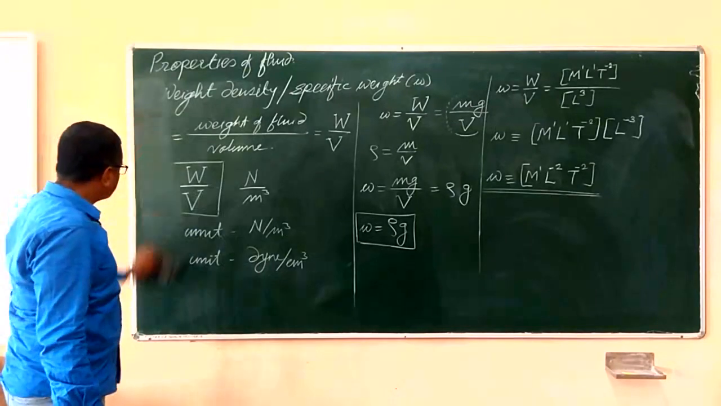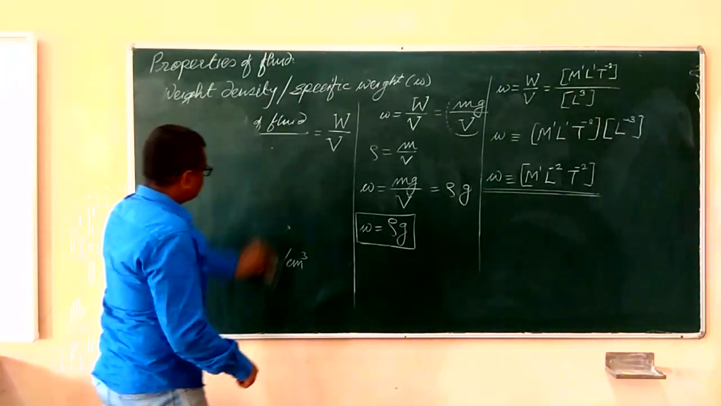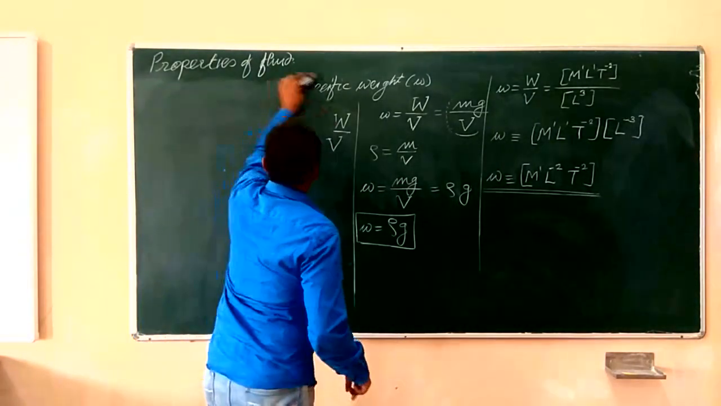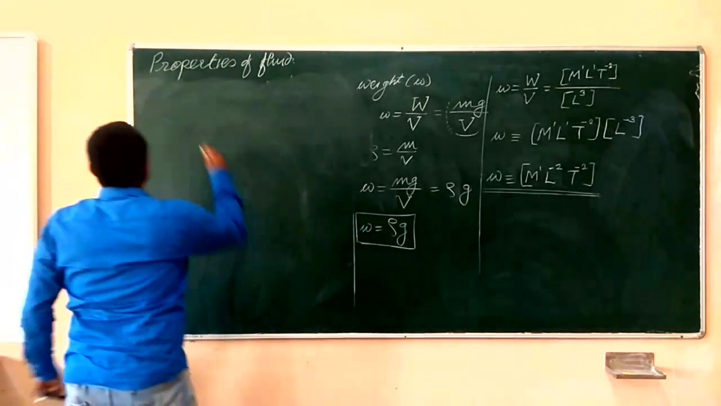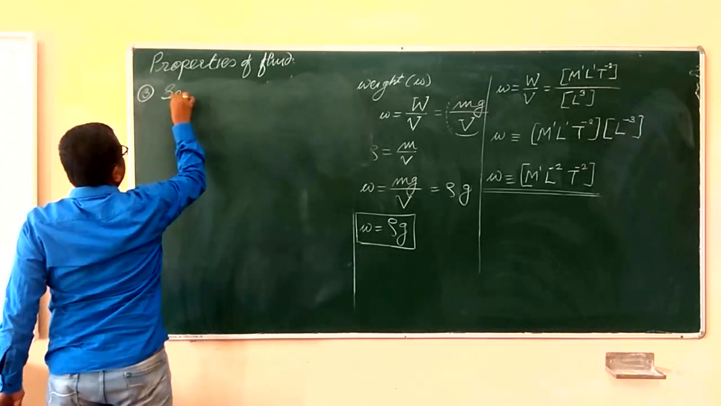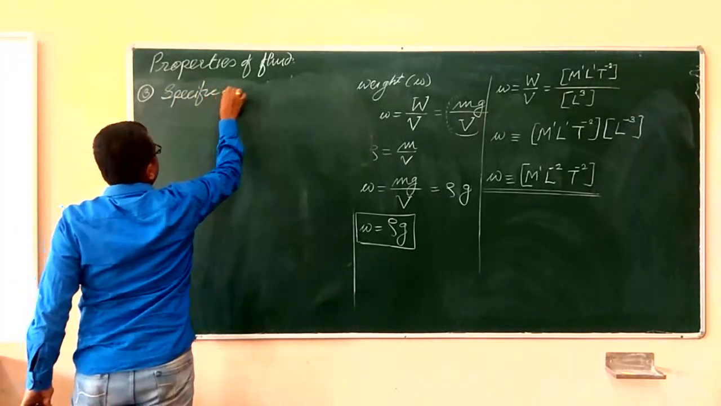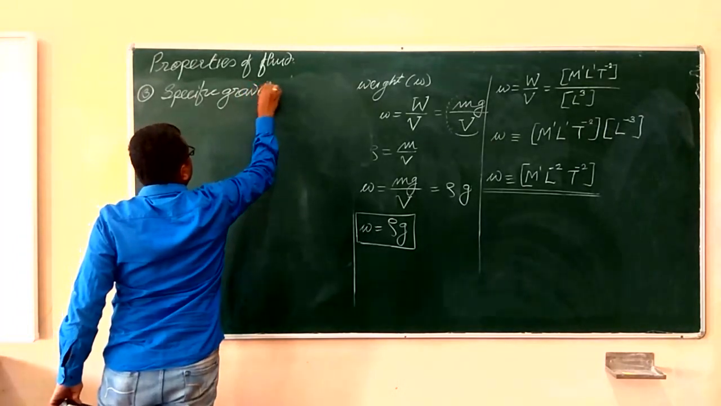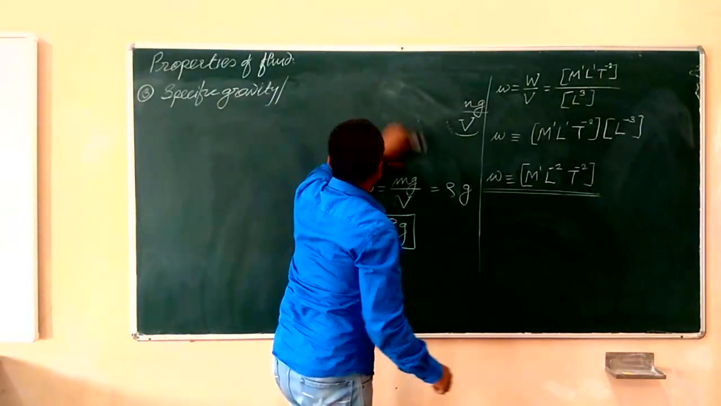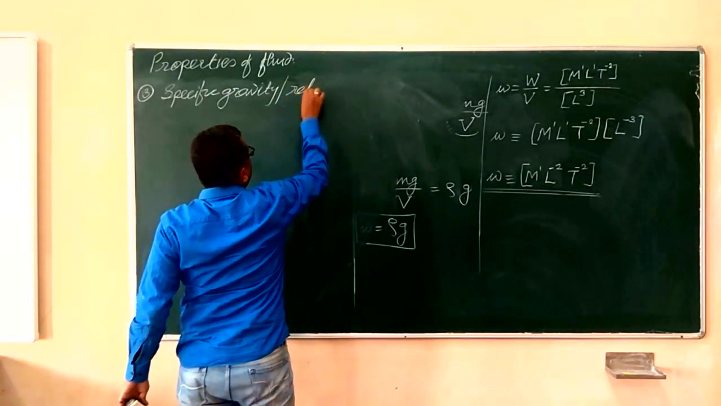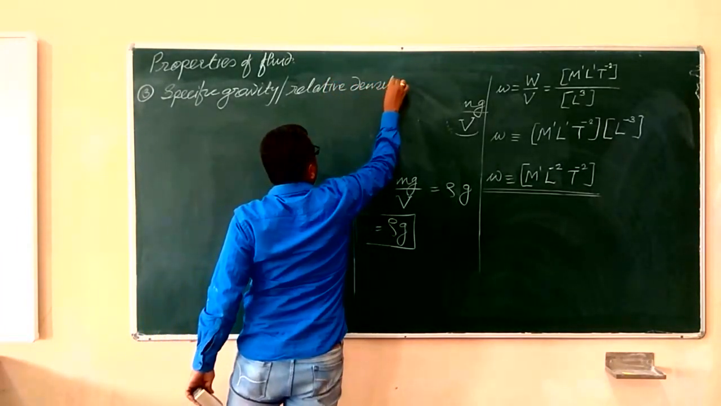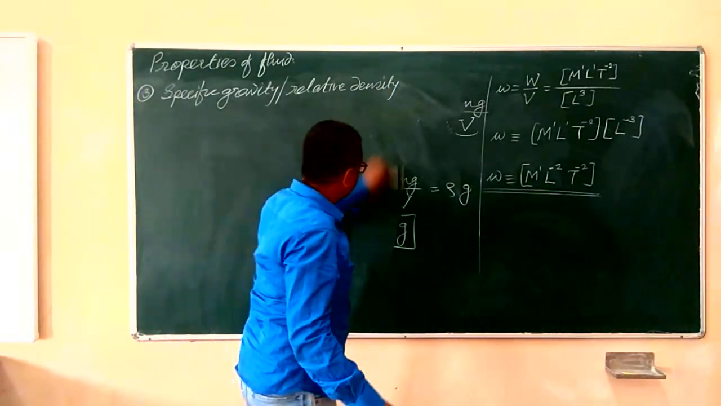Now let's go ahead to the next fluid property. Number 3, specific gravity. This is also known as the relative density.